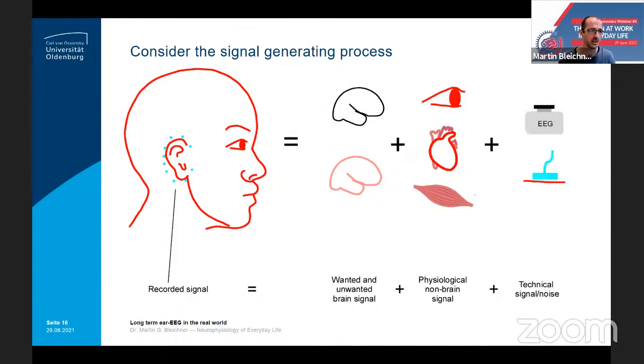Finally, we have technical signal contributions or noise. So the amplifier itself produces noise. And if you bring electrodes close to each other, as is the case for in-ear EEG or also around-ear EEG, the amplitudes can become so small that the noise of the amplifier produces a much larger signal than what you are interested in. Another source of noise is the interface between the electrodes and the skin. When you move around, the electrodes can also move around and lead to a further artifact in your data. So all these factors contribute to your recorded EEG signal, and we need to disentangle the brain signal of interest from all these other signals.